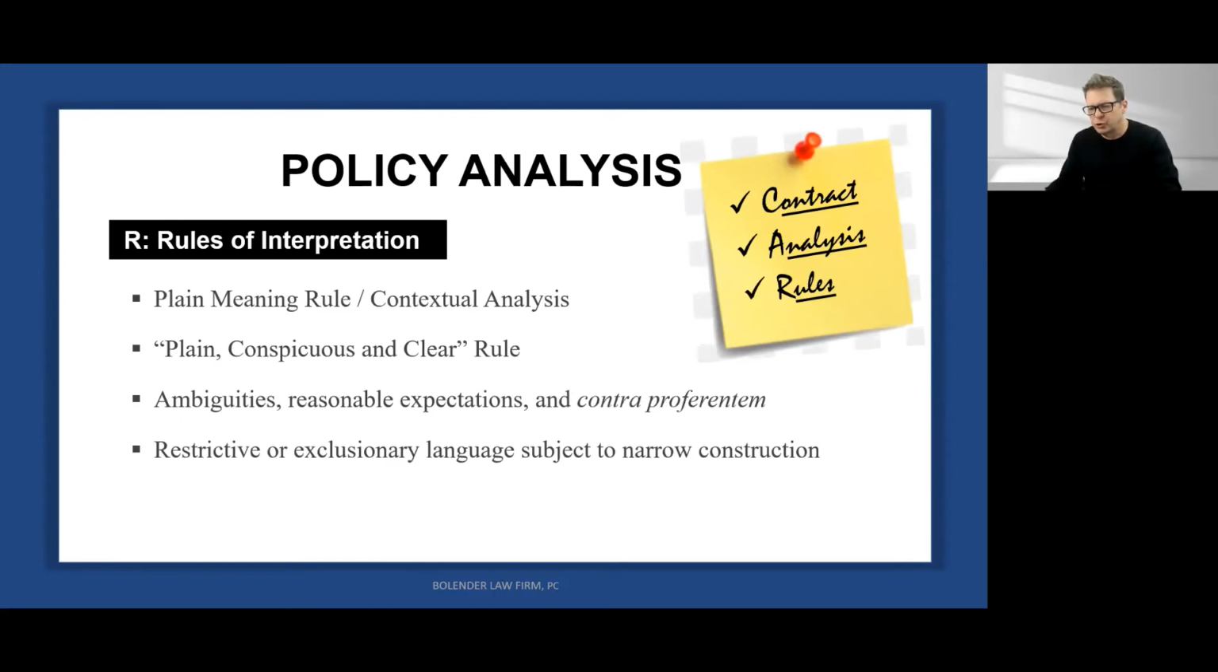Let's move to the third step of our three-step analysis. We had C for contract, A for analysis. Now we're going to go to R for rules of interpretation, or rules of the road.